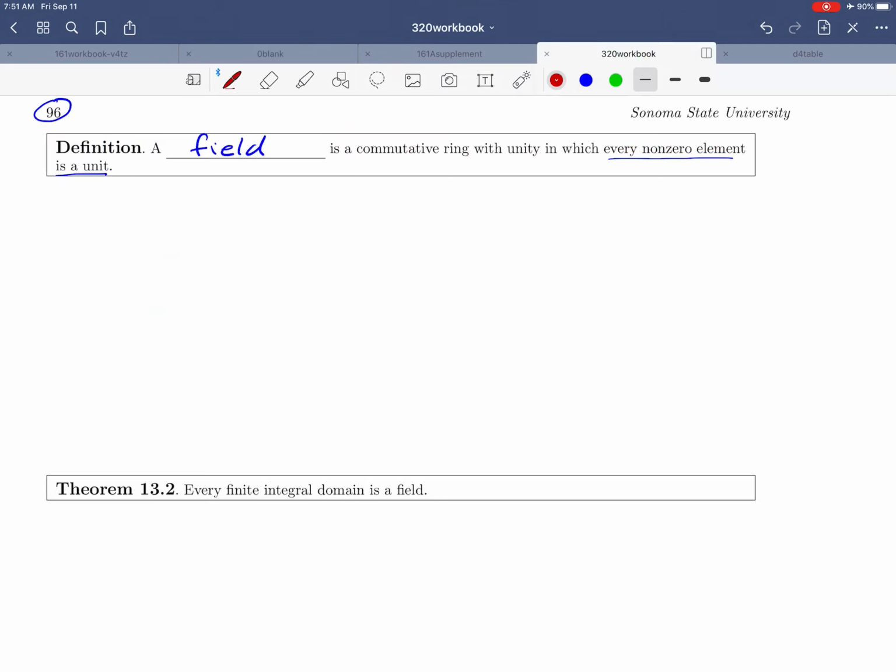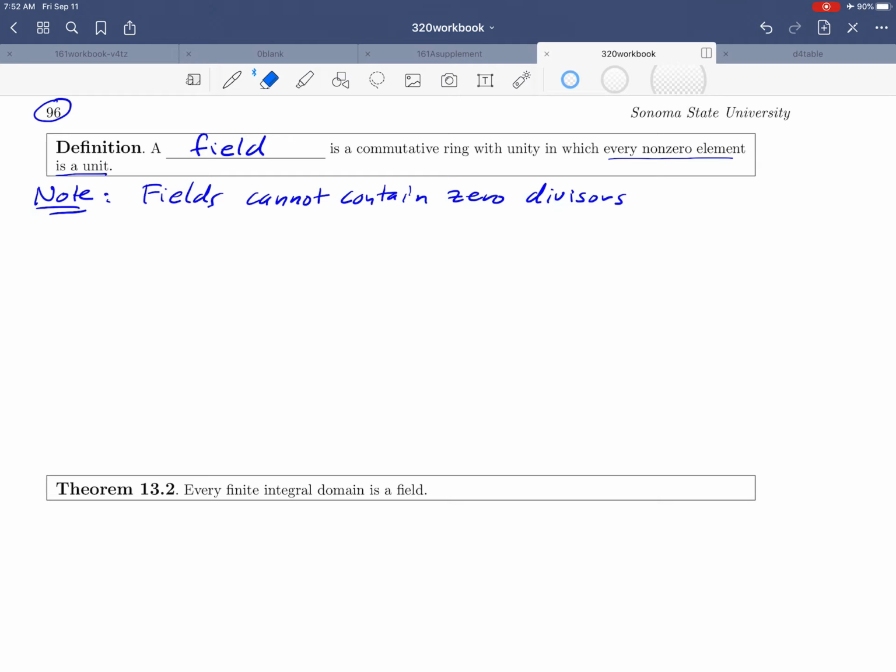All right, now back to the definition itself. We're going to play a little bit more, to see what other properties we might be able to come up with for a field. One big one is the following. I claim that fields cannot contain zero divisors. Now I want to give you just a brief argument to show that, and I'm going to write it out.